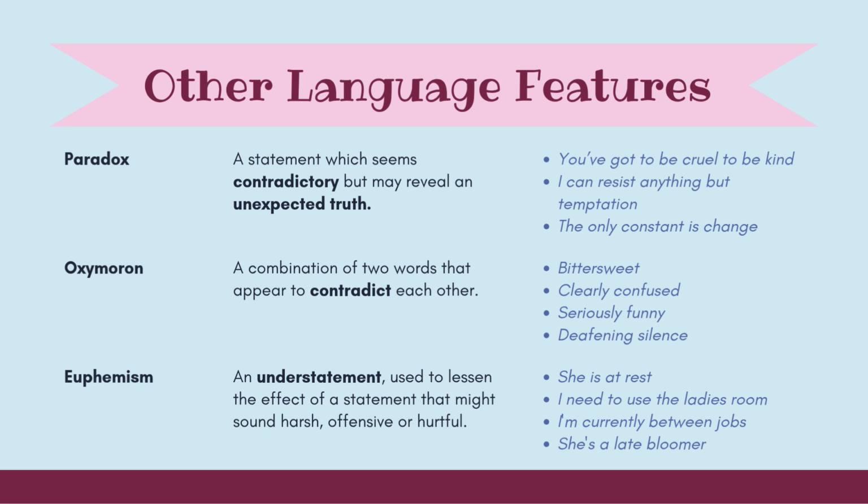Oxymoron. A combination of two words that appear to contradict each other. Bittersweet. Clearly confused. Seriously funny. Deafening silence. Euphemism. An understatement, used to lessen the effect of a statement that might sound harsh, offensive or hurtful. She is at rest. I need to use the ladies' room. I'm currently between jobs. She's a late bloomer.